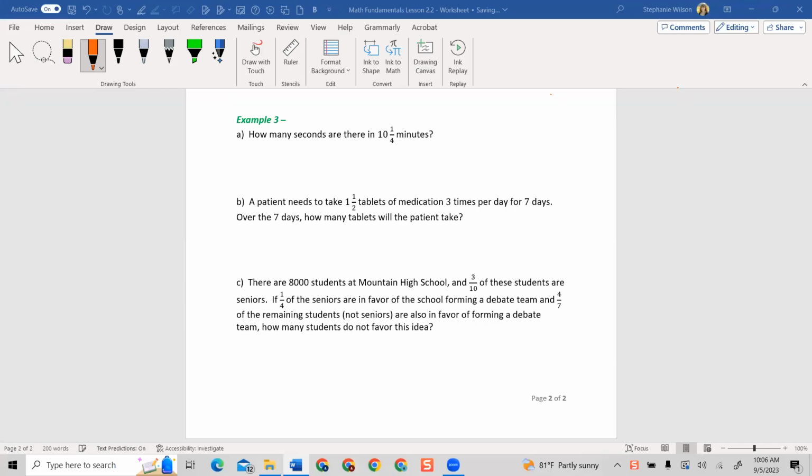Hello, let's talk about multiplication of fractions. So example A here is asking for how many seconds are in 10⅓ minutes. So let's talk about it.